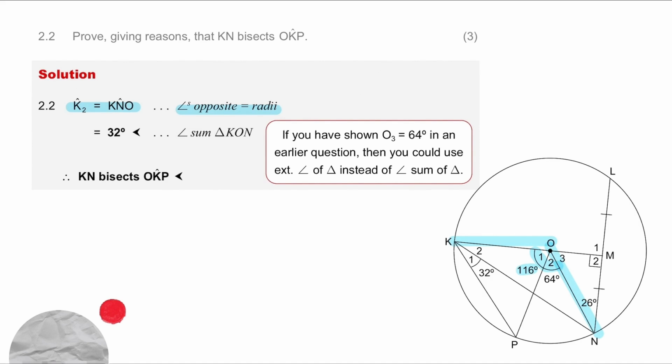So without having to show the calculation, the balance to get to 180 is 64, and so each half of that is 32. So all we need to write down is 32 degrees, angle sum triangle. We don't have to mention that we're working in triangle KON, but it is easier for somebody else to follow our solution. The final conclusion is essential. KN bisects angle OKP.